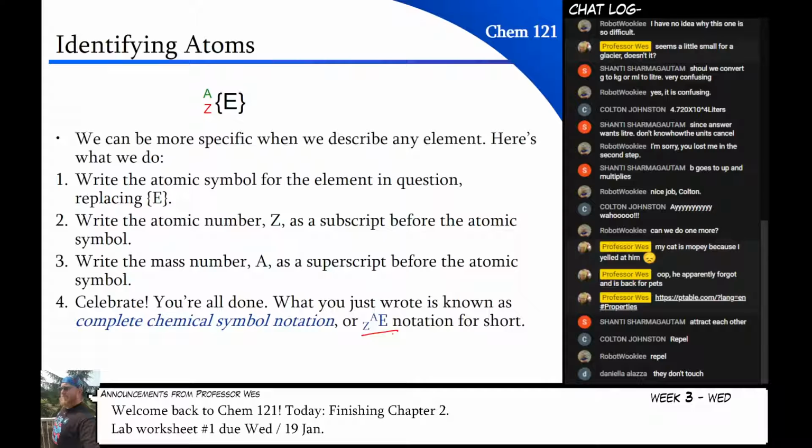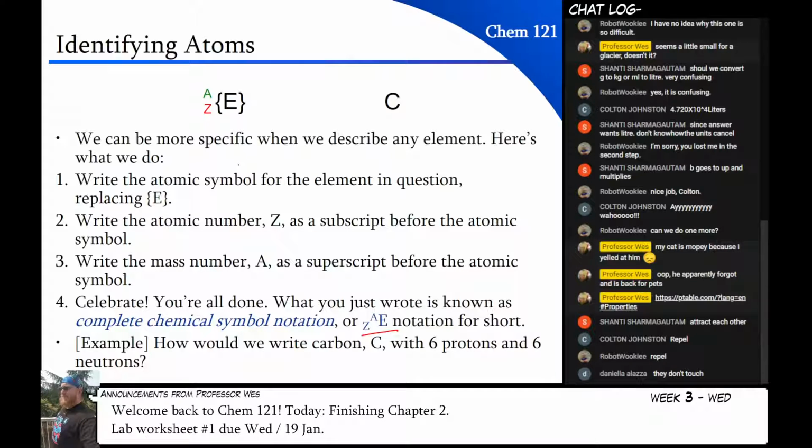So let's do an example. Let's suppose that you want to reproduce a symbol for a carbon atom with 6 protons and 6 neutrons. What would you write as the bottom number, and what would you write as the top number? Type your answer in the chat, and then we'll fill it in and see how you did.